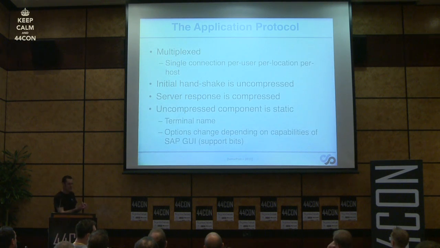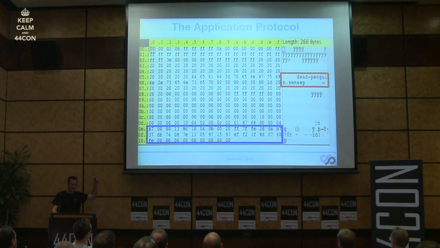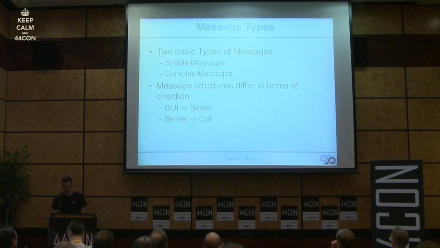The uncompressed component is relatively static. It's going to take information like the terminal name, and it's going to have a whole bunch of flags called support bits, which are going to change according to the capabilities of the SAP GUI client we're working with. It looks like that. Terminal name highlighted in red. It's fixed length. It truncates the rest of it. It should have been SensePost.com. And then at the bottom, we've got the support bits. These illustrate specific functionality which is available to the SAP GUI.